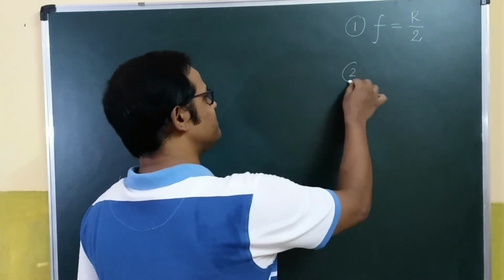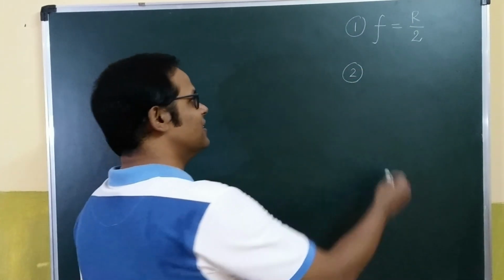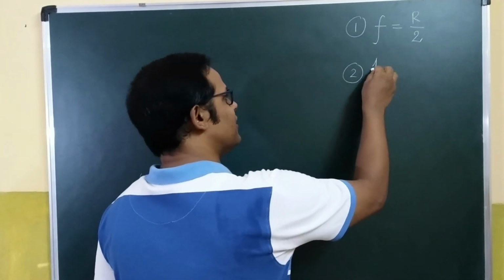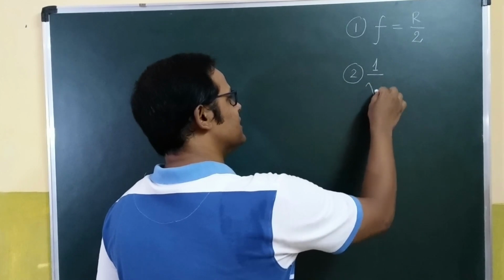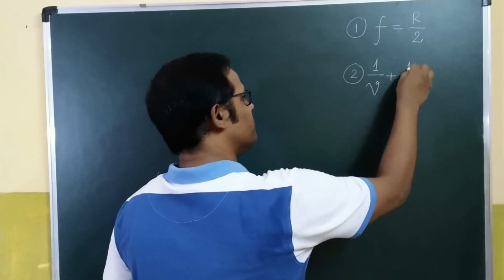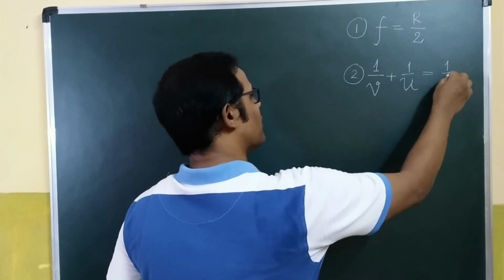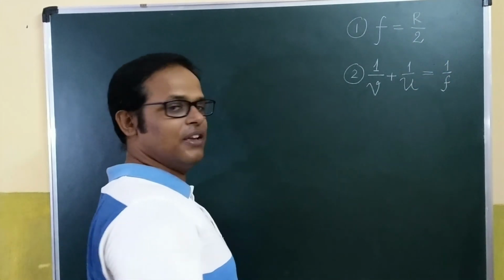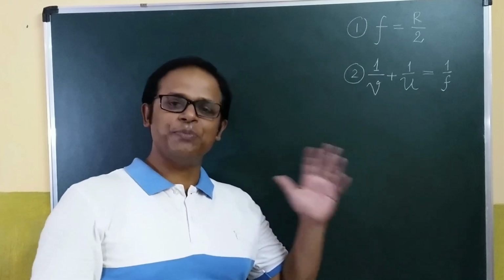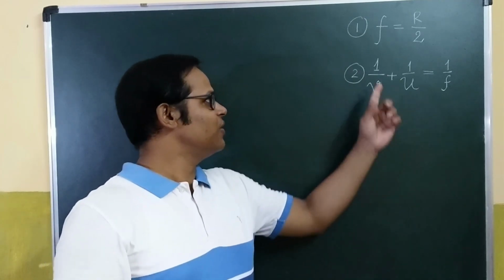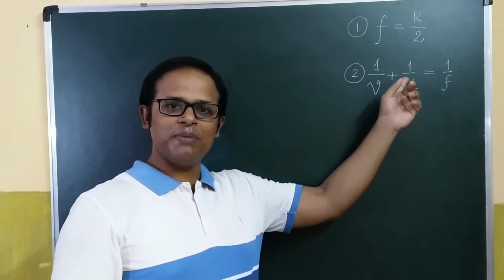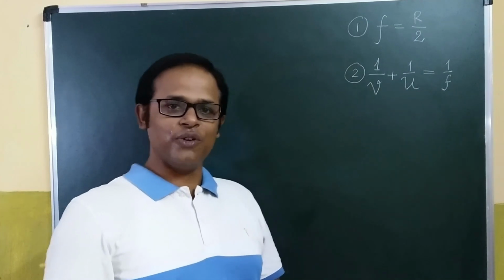Number 2, the mirror formula. The mirror formula is a relation of image distance and object distance which equals 1 by f, that is 1 by focal length. It's a reciprocal distance, my dear students. 1 by image distance plus 1 by object distance is equal to 1 by focal length.